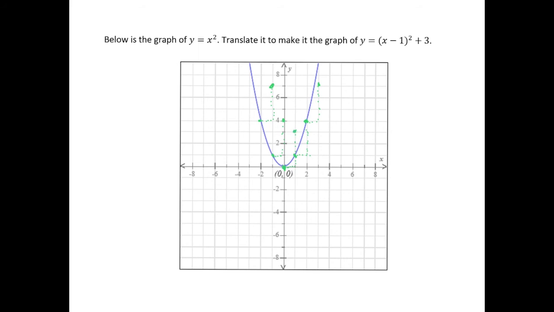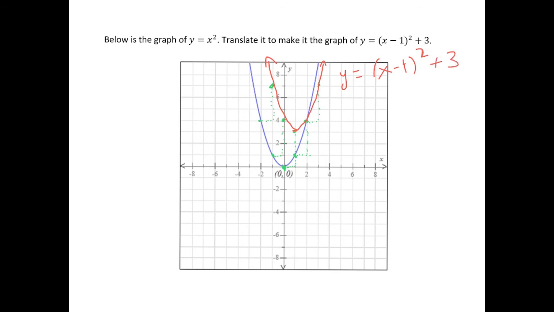So just to use a different color to make sure it's clear, the 4 new points I have are these 4 points where you see those red dots. And now I'm going to do my best to draw a nice smooth graph through those points. And that's going to give me the graph of y equals (x minus 1) squared plus 3.